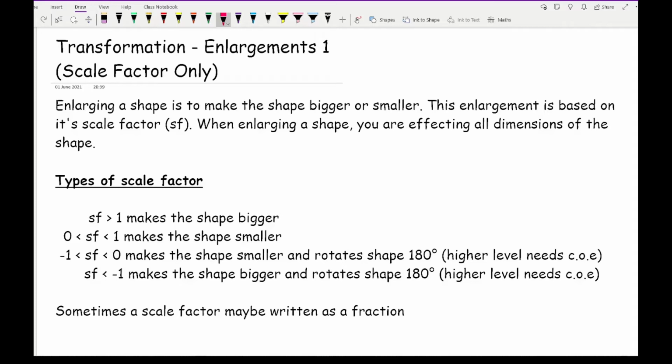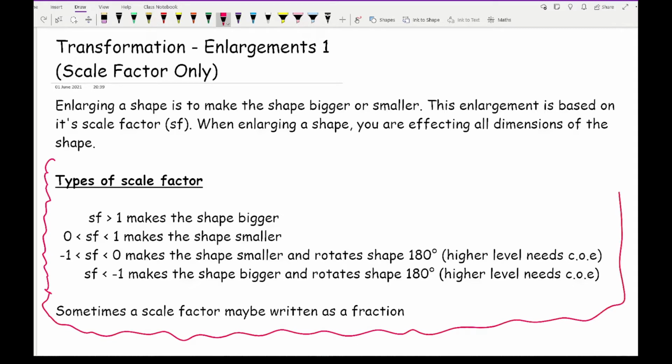Now the types of scale factor that you can get is definitely something worth making a note of. If I just put a little bubble around this, we'll go through each of the stages. Depending on what level of enlargements you're working at, whether it be Key Stage 3 or Key Stage 4 or higher or foundation, will depend on the type of scale factor you're more likely to get. When your scale factor is a number bigger than 1, then you are going to be making the shape bigger. If your scale factor is between 0 and 1, and that could be written as a fraction, for example a half or a third or a quarter, then you're going to make the shape smaller.